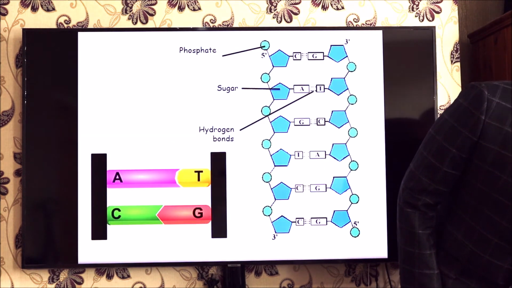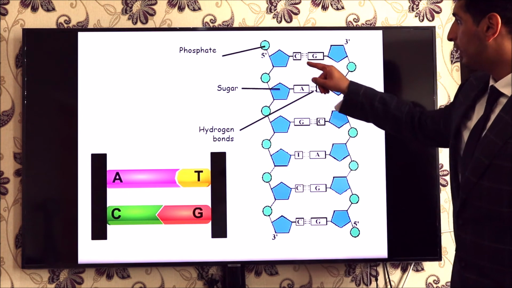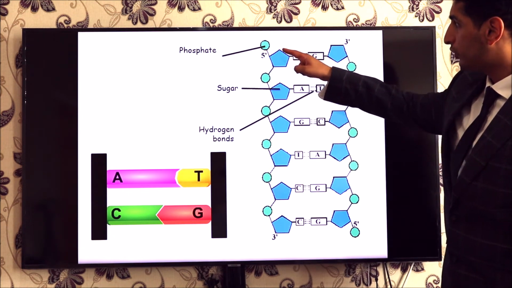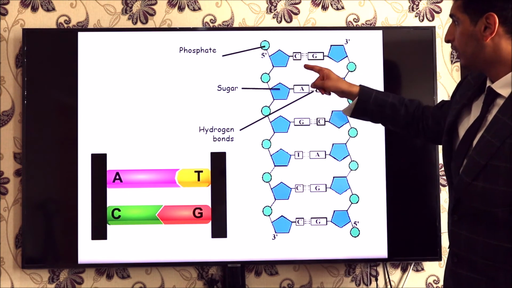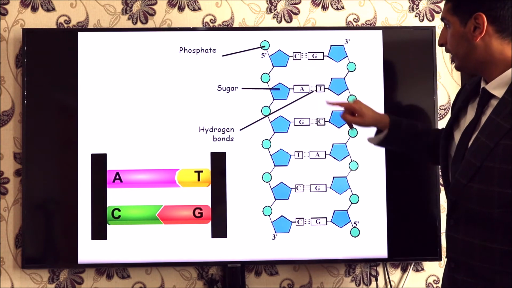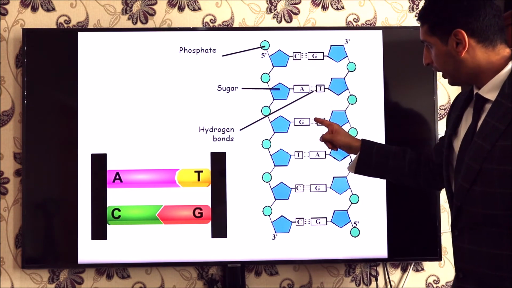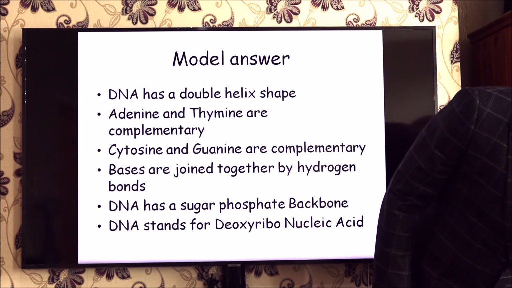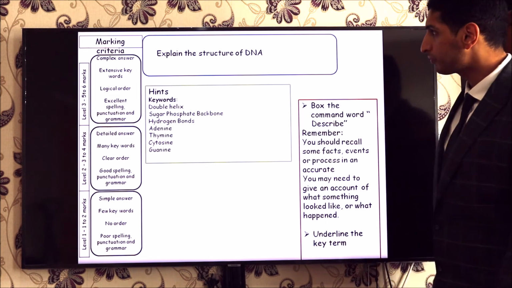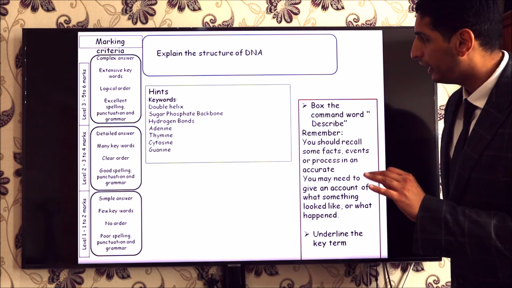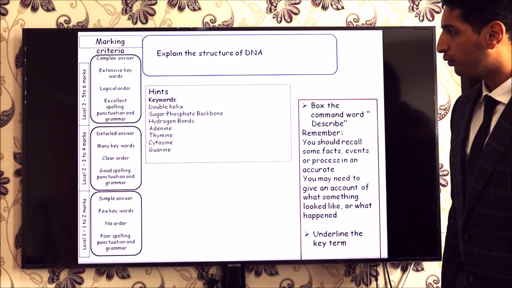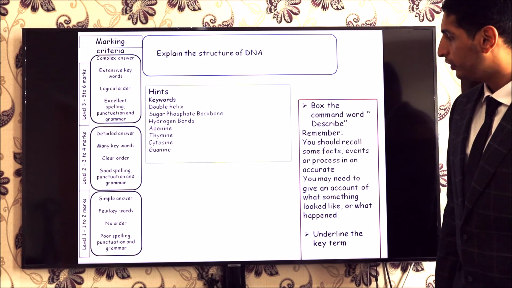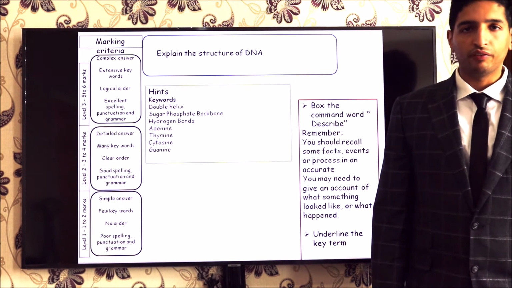Now, this will show you better. So here we've got the pentose sugar, we've got the sugar phosphate backbone over here, and as you can see, C goes with G, A goes with T, and then there's the hydrogen bonds holding them. Now, have a go at this 6-mark question. Explain the structure of DNA. I've given you some keywords to fall back on and also include in your answer. Pause the video and have a go.